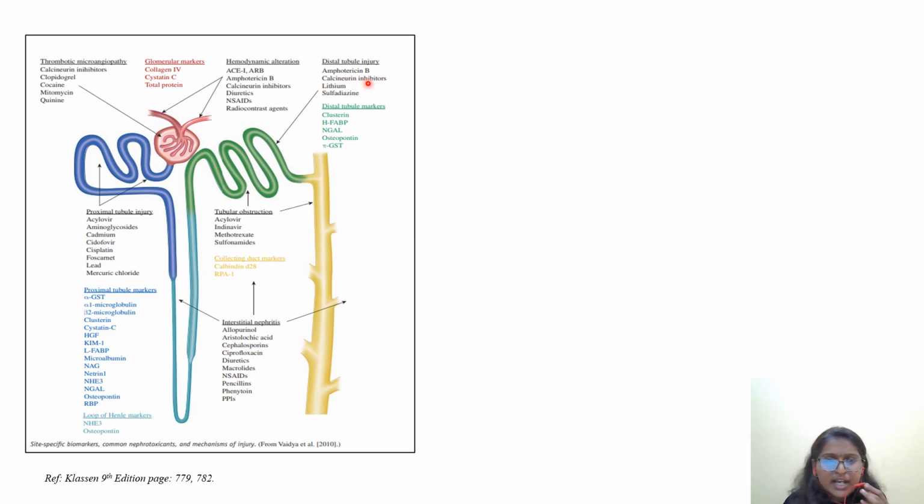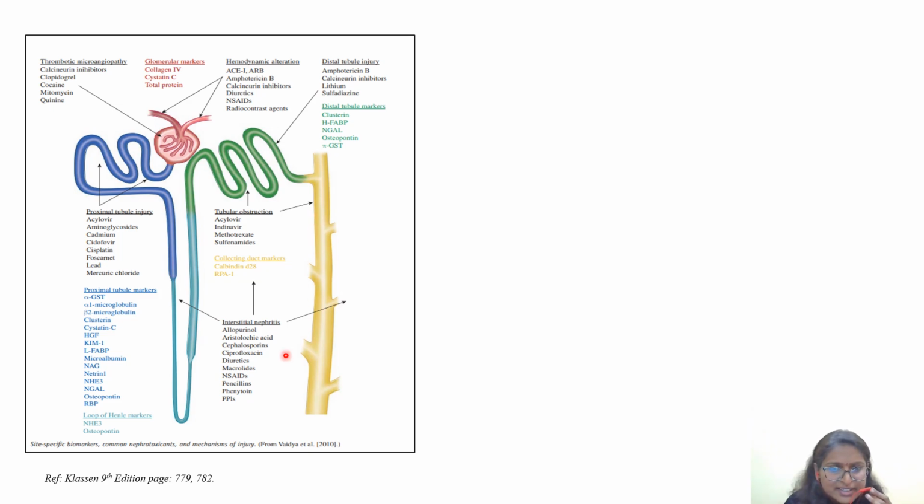These are the drugs: amphotericin B, an antibiotic, calcineurin inhibitors, lithium, which is another metal, sulfadiazine. All these are causing distal tubular injury. Coming to the next, tubular obstruction. It is caused by acyclovir, which is an anti-HIV drug, indinavir, a protease inhibitor, again an anti-HIV drug, methotrexate and sulfonamides. All these four drugs are also causing tubular obstruction here. So flow will be disrupted.